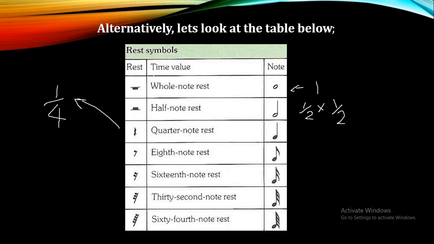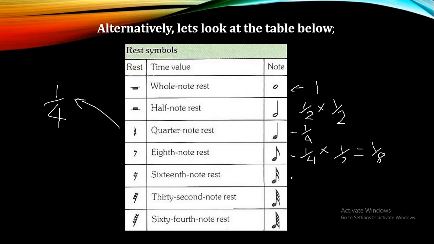So if you have 1 out of 4, and this is our 1 out of 4, which means to get this, we shall need 1 out of 4 times a half, which gives us 1 out of 8. Now, this applies to all of them.